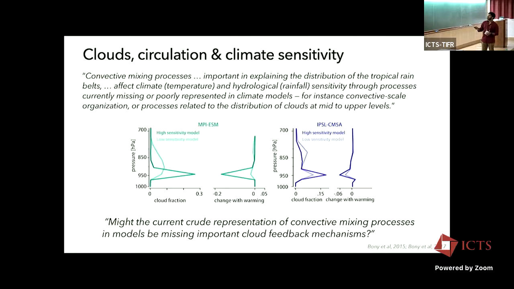And naturally, that comes to the question of if we represent these processes well, the subgrid processes, how the mixing affects clouds, and therefore how the change in warming is predicted. Can that help us solve cloud feedback uncertainties? Can we reduce these uncertainties? So then we start to look at these subgrid scales.